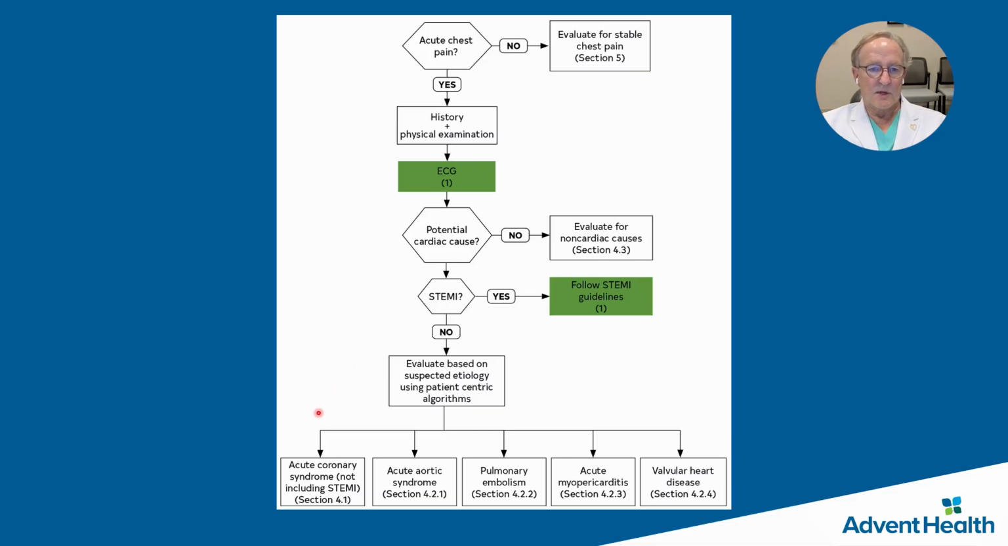And then subsequent evaluation, if there is no STEMI, based upon what we call patient-centric algorithms, which are essentially diagnostic categories. And you can see them across the bottom of this slide. Acute coronary syndromes, we have specific guidelines for that. Acute aortic syndromes, the same. Pulmonary embolism currently has evolved into PERT pathways. Acute myopericarditis, as you're aware, there are pathways for evaluation, and valvular heart disease.